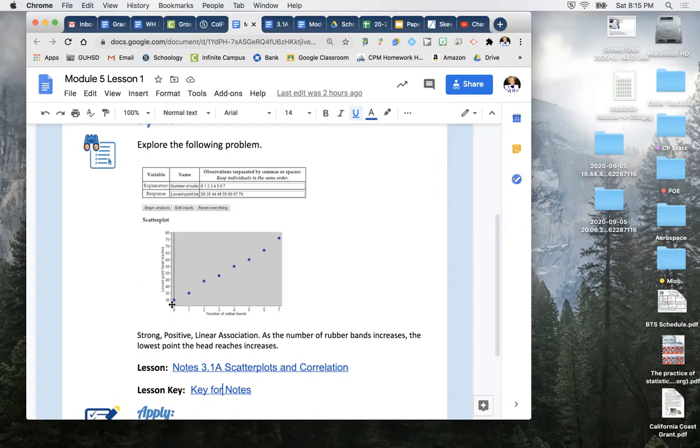In this one, this is a very strong, positive, because it's sloping up, not down, and linear association. Had it gone the other way, what I would know is that as I increase the number of rubber bands, the lowest point gets smaller. That would be a negative association, so strong negative linear. So those are the 3 words that we're going to use.